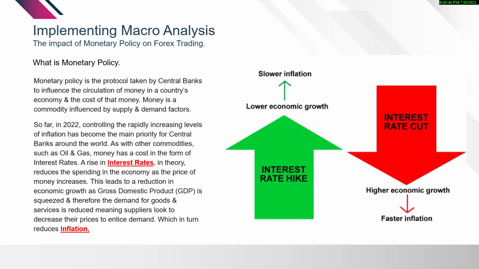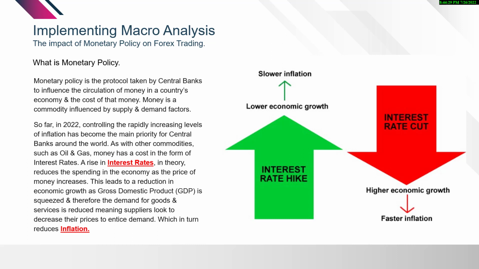You see where the thing starts to make sense now, right? So, basically, money is a commodity. Yes, we use it to buy other stuff, but from a monetary point of view, it is a commodity that has got its own price, and that price is embedded through interest rates, right? So a rise in interest rates, in theory, reduces the spending in the economy as the price of money increases. I hope you understand that part.